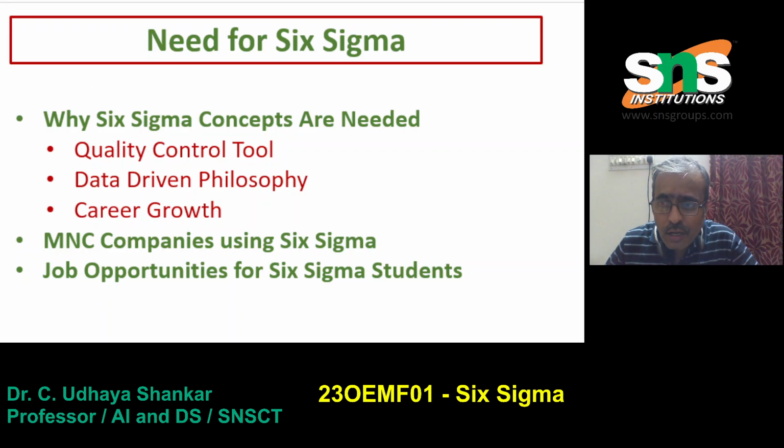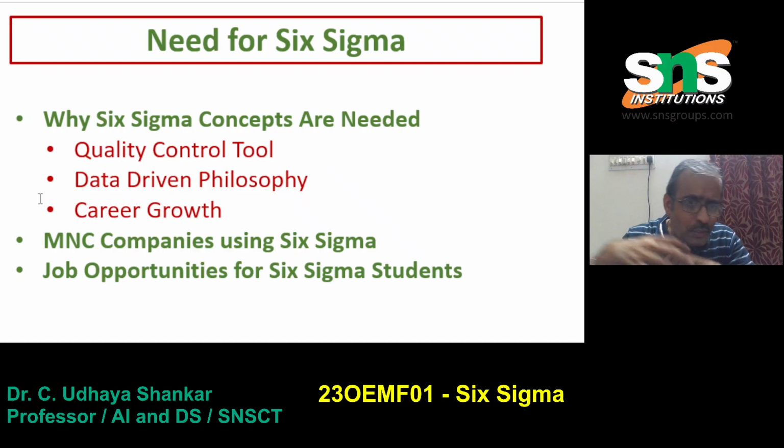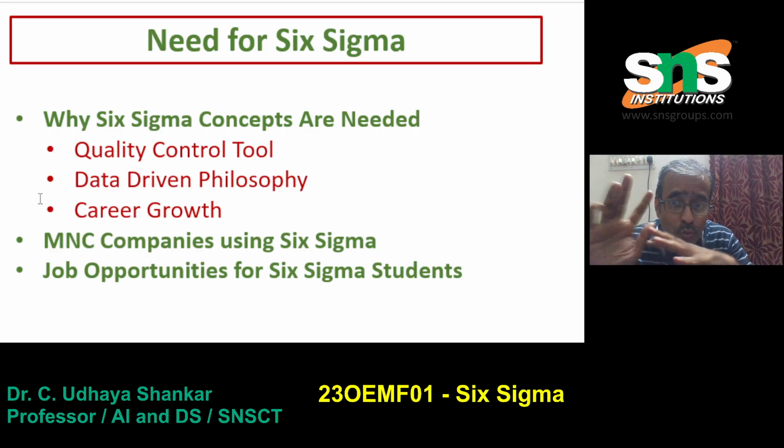We have discussed this in many of the videos, but just to close it, I want to convey what the need actually is. The primary goal of Six Sigma is to reach a level of quality where the process produces no more than 3.4 defects per million opportunities, that is DPMO.